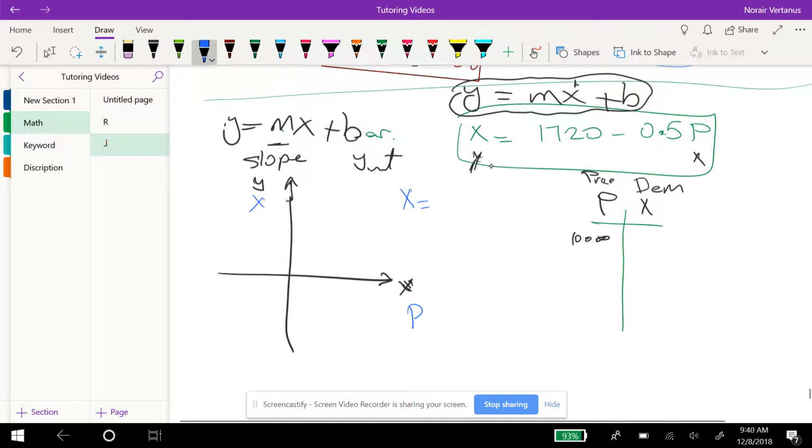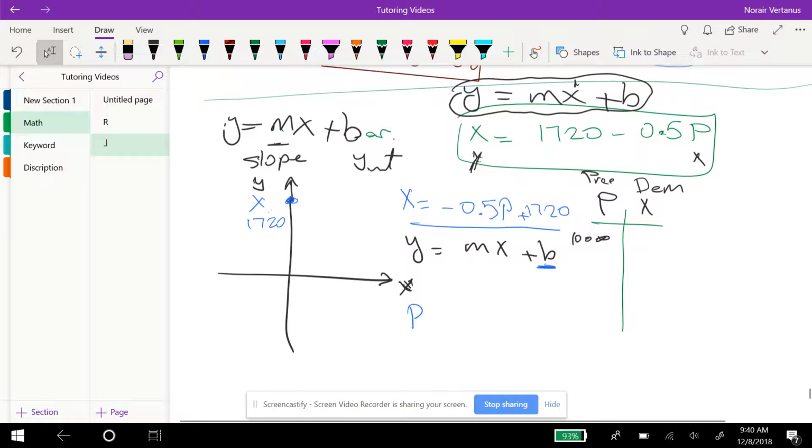X equal to, the blue color is your problem, negative 0.5 P plus 1,720. That's compared to this, y equal to mx plus b. So now this 1,720 is the y-intercept. It's on the y-axis somewhere. Let's say this is the y-intercept 1,720, not in scale. And then you want to find another point, because it's a straight line. As long as you have 2 points, you can connect them and create a straight line.